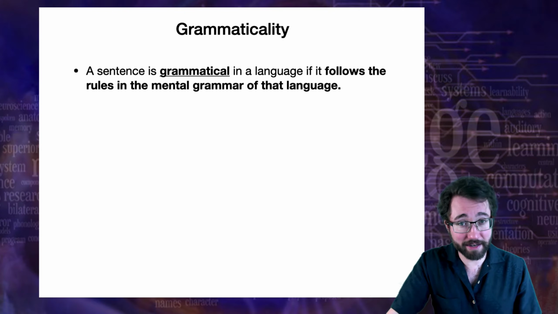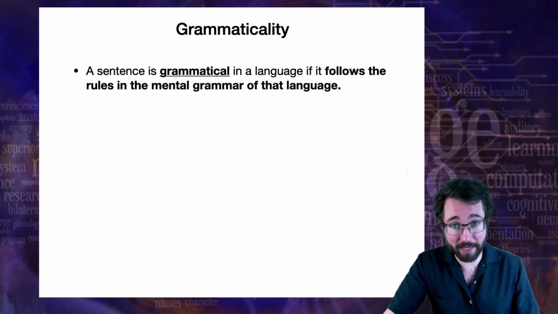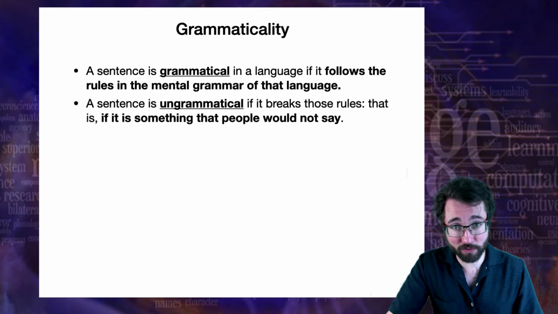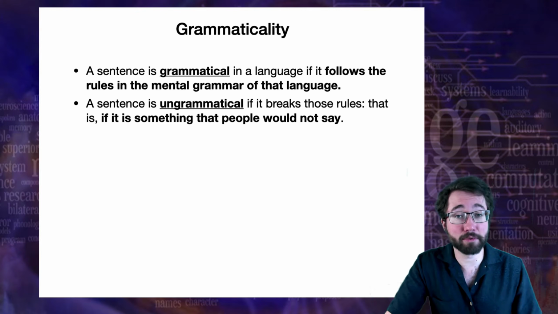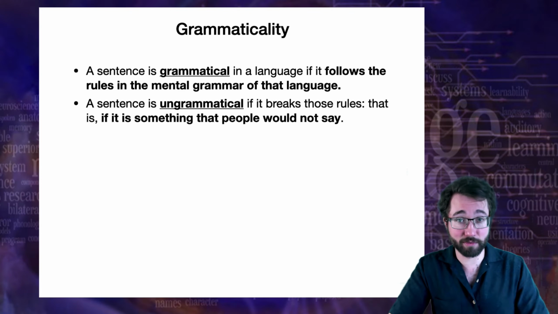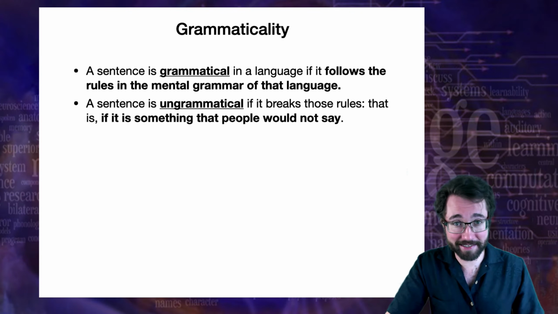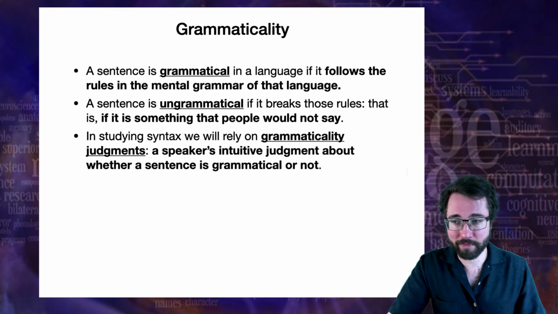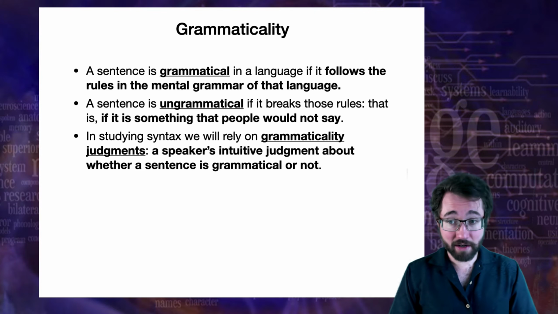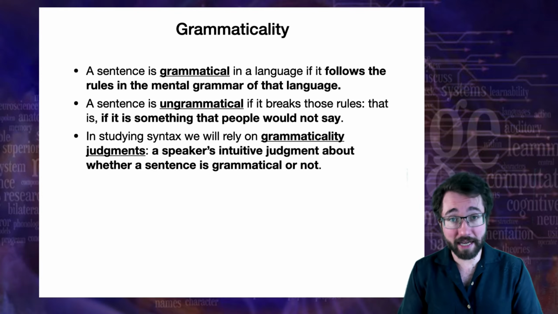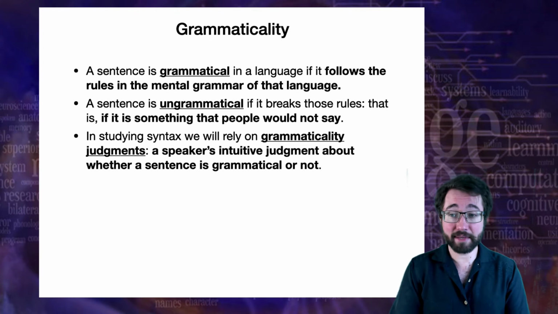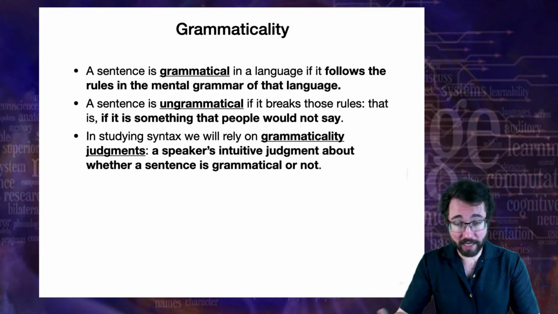So a sentence is grammatical in a language if it follows the rules in the mental grammar, meaning your unconscious knowledge. It's ungrammatical if it breaks those rules, which is to say it's something that people would not say. There is no circumstance in which this would be a coherent sentence in the language. When we're studying syntax, we're going to be relying a lot on grammaticality judgments. That means that you get a speaker's intuitive judgment about whether a sentence is grammatical or not.